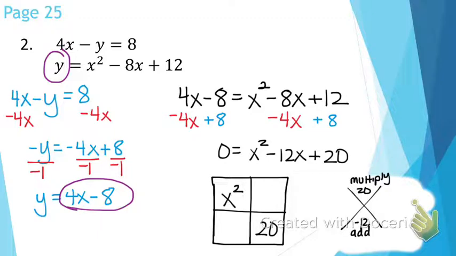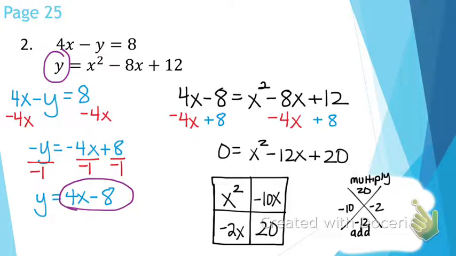Okay, so what would be my two numbers? Negative 10 and negative 2. Good. Negative 10 times negative 2 is 20. And negative 10 plus negative 2 is negative 12. So let's go ahead and put our negative 10x and our negative 2x.